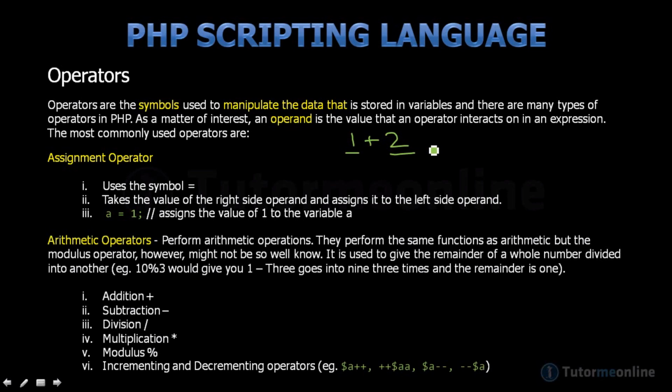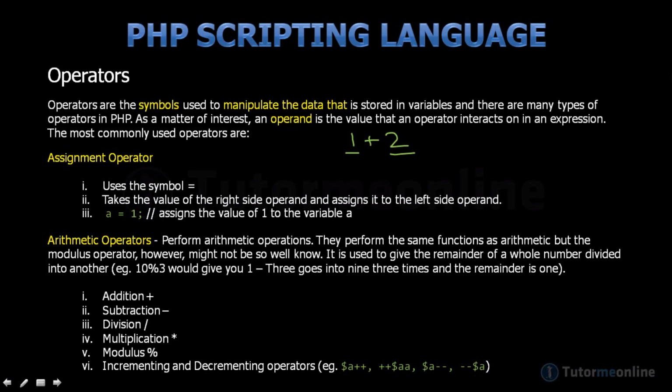The arithmetic operators perform arithmetic operations. They perform the same functions as arithmetic, but the modulus operator, however, might not be so well known. It is used to give the remainder of a whole number divided into another. So, for example, 10 modulus 3 would give you 1.